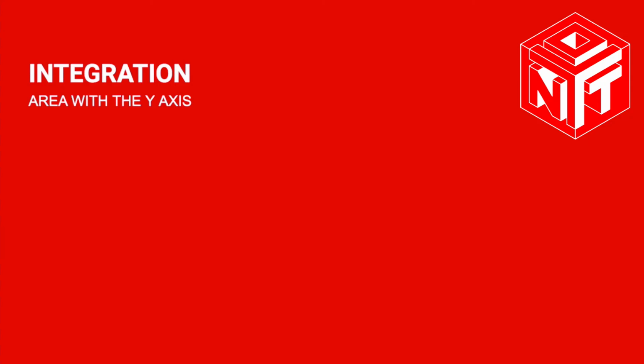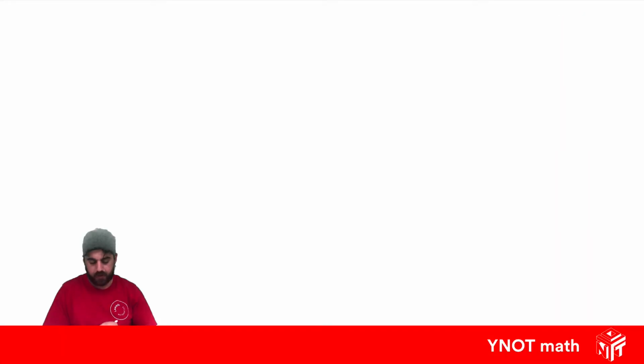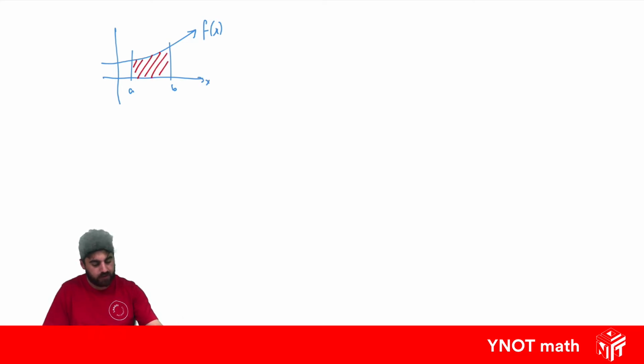Area with the y-axis. So when we first learned area with integration, that was area bound between a curve and the x-axis. But we can also find area bound between the curve and the y-axis. So far we're used to seeing a situation where we have some function of x bound between a and b and the x-axis, and the area we need to find is this one.